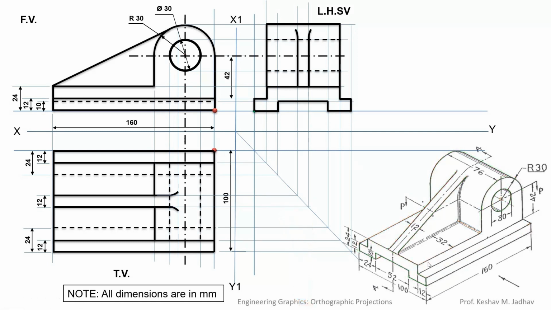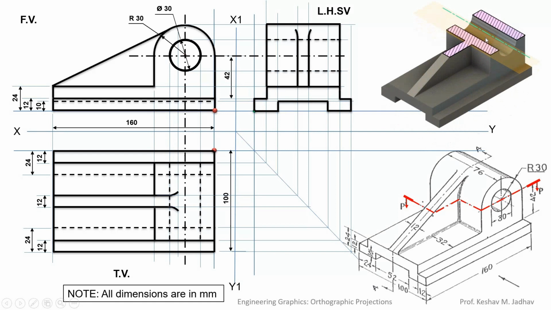Now let us consider the first cutting plane, that is cutting plane PP. The cutting plane is shown with a center line, the ends of the center line are thick, and there are arrows at the ends of the center line. So this indicates the cutting plane. If you cut the object along this plane, then this object will be observed like this. We have to cut this upper part and throw it away, and see how the cut part will be observed.